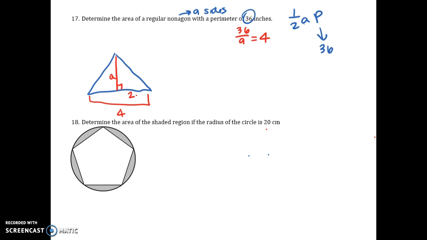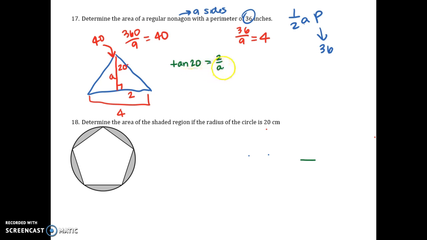I don't believe this is a special triangle because when I take 360 and divide it by 9, I get 40. 40 is not a special angle, but that is the angle on top of this triangle, which means that piece is 20 degrees. So now I can do a tangent to figure out the value of the apothem. The tangent of 20 equals 2 over a.